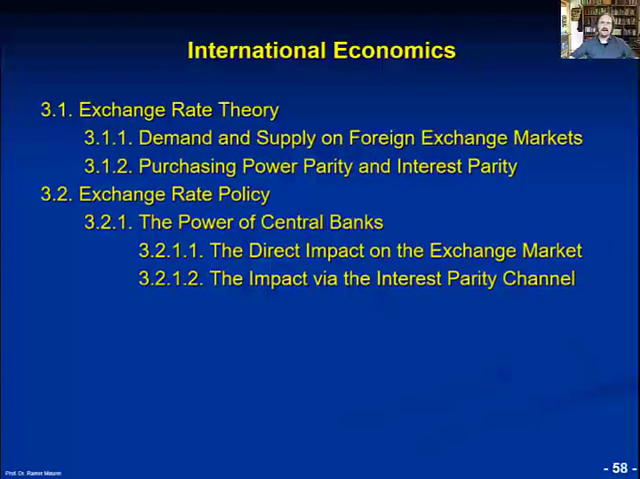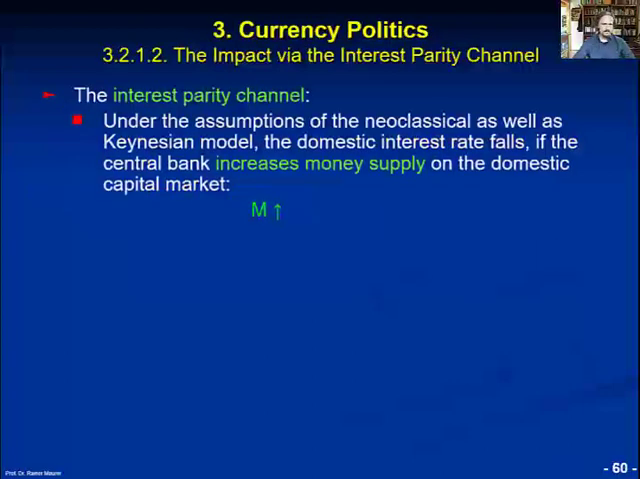So this was the direct impact a central bank has on the exchange rate of its currency towards other currencies via the foreign exchange market. Now let's have a look at what kind of impact a central bank can have on its currency if it uses the interest parity channel. We have already derived the interest parity channel, so you know what we are talking about. So let's have a closer look at how the impact via the interest parity channel works.